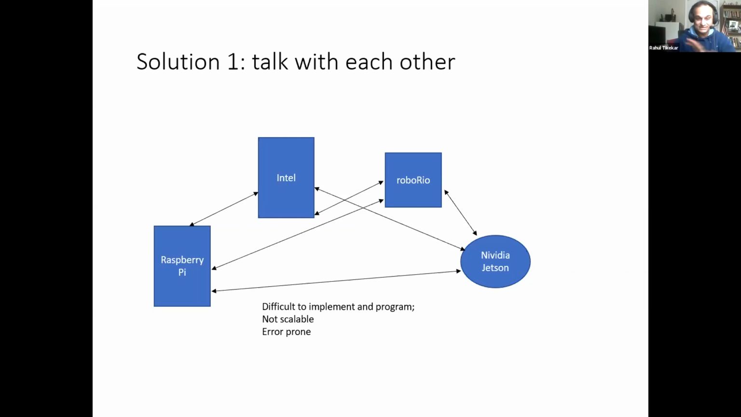One possibility is each one talks to each one all the time to decide where they are, what they are doing, what they should do. Now, that's difficult to implement, and it doesn't scale. As the number of robots increases, that becomes just too much, and it's error prone.